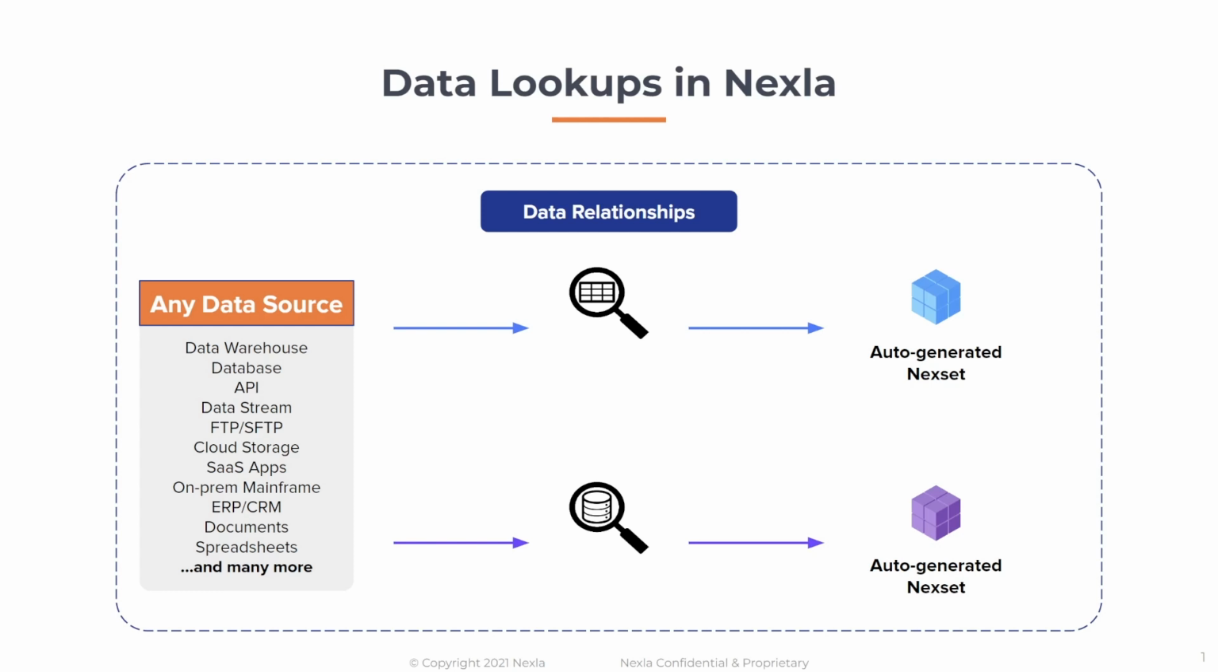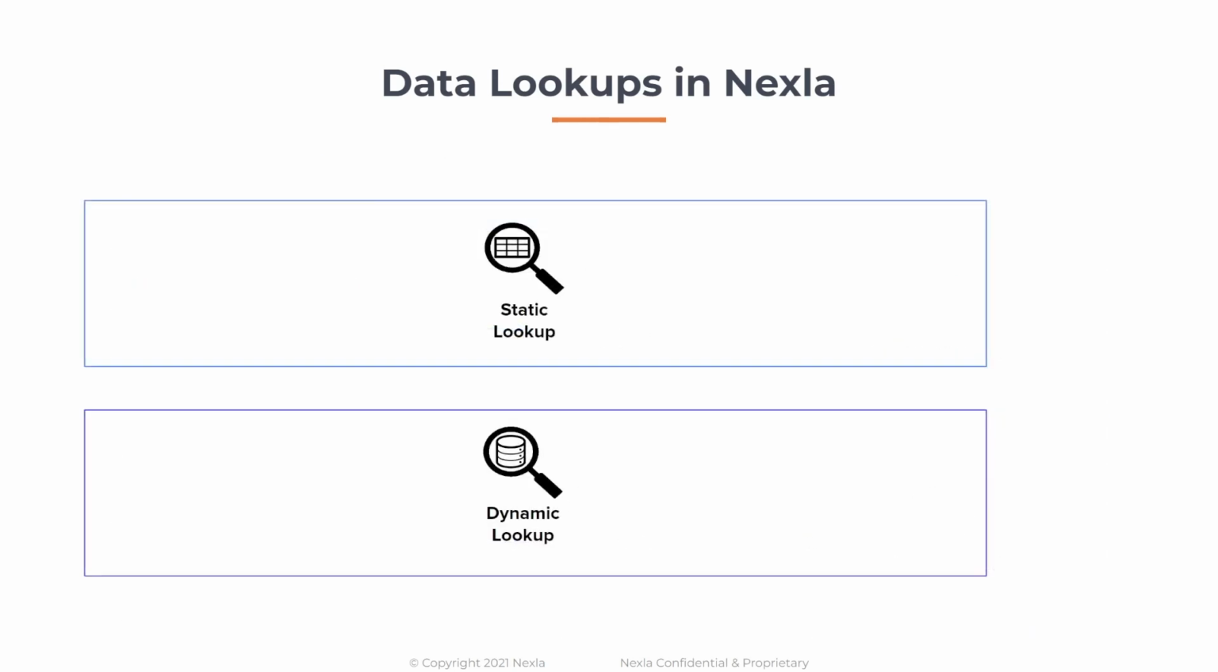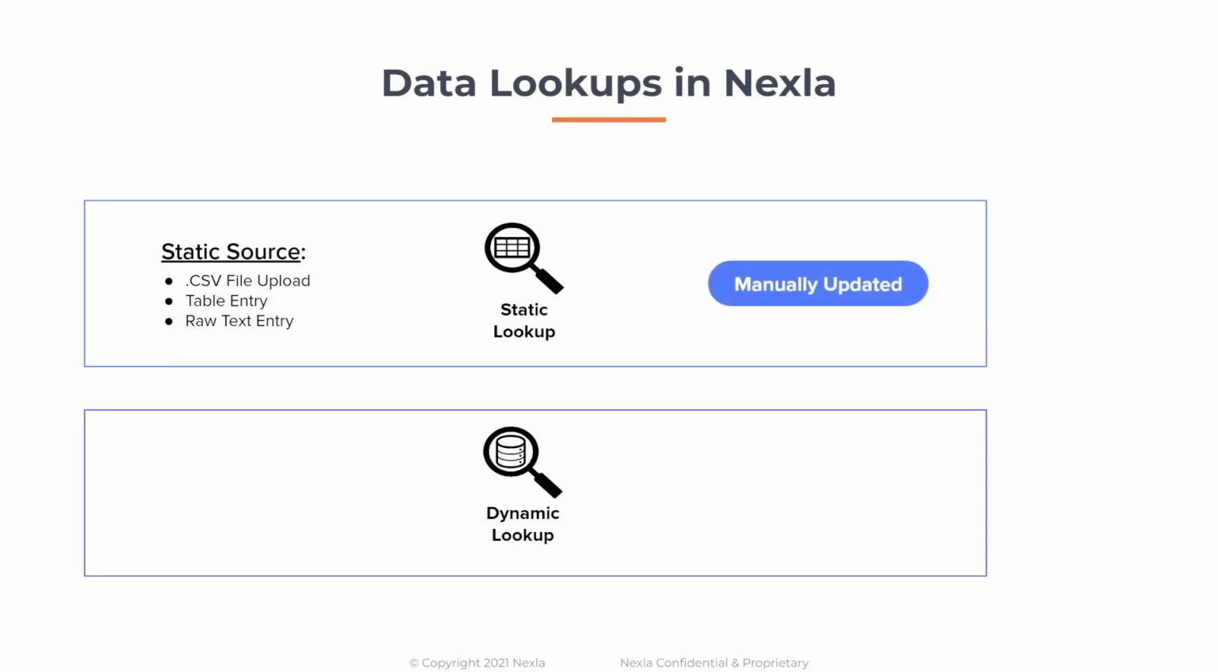In Nexla, lookups can be either static or dynamic. Static lookups can be created using a CSV file or by manual input into a table or as raw text. With a static lookup, changes in data relationships are managed manually. These lookups are useful for applications such as order coordination, inventory management, and many others.